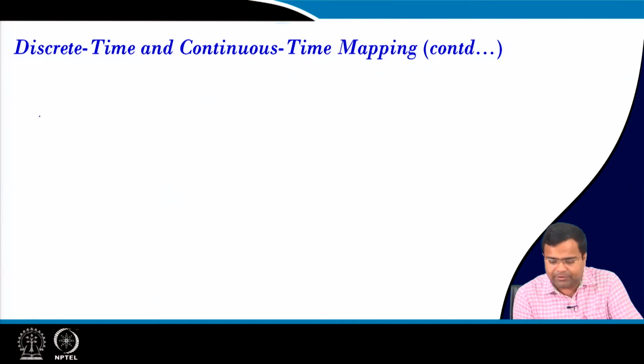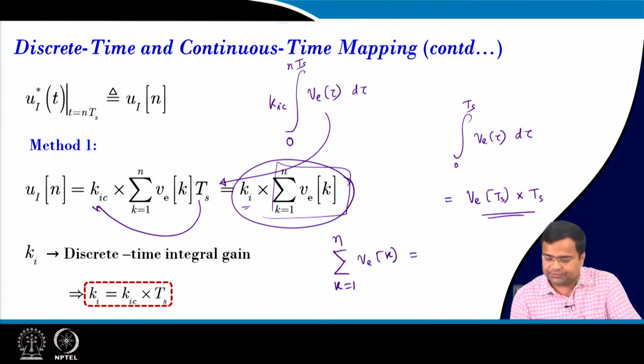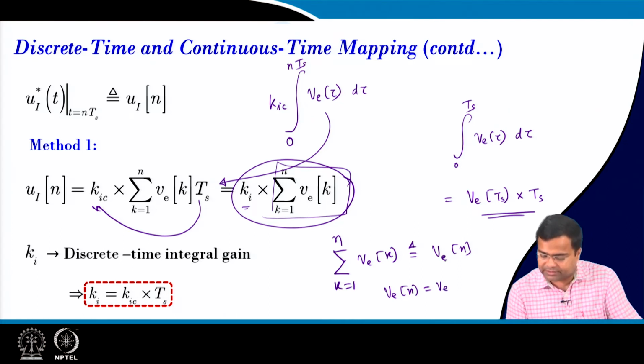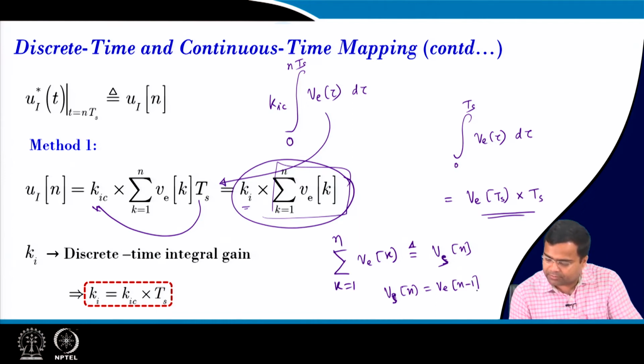So, here if you write this expression, that means if you write the sum of V E k for k equal to 1 to n, and this is denoted as V E n, for example, then we can get V E s equal to V E n minus 1 plus V E n. So, there is an iterative method, V E s sum.